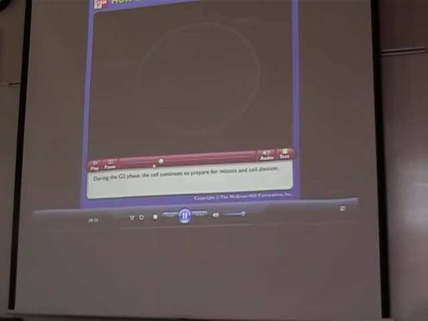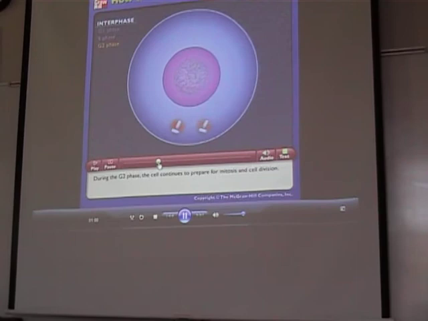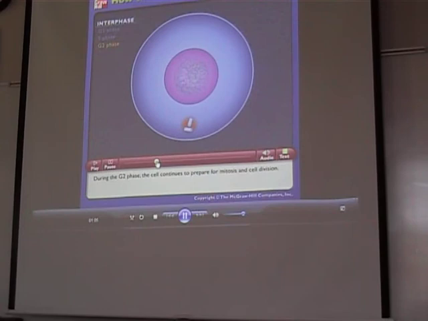Did you notice something that happened during that G2? I did. All I saw was the centrioles go farther apart. The centrioles copy themselves during G2. So see, we have one pair of centrioles, now we have two pairs. So they do copy themselves? Yeah, during G2, they copy themselves. Watch division.